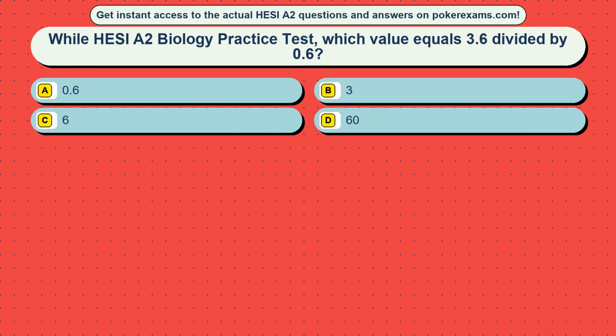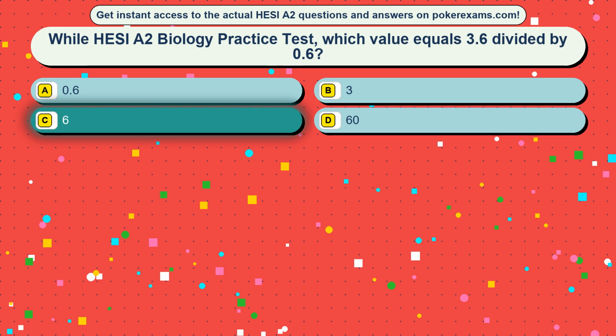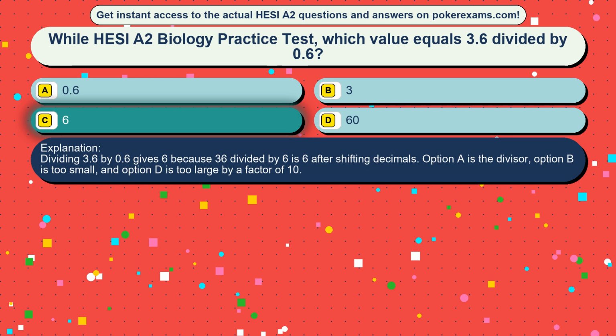Question 17. While HESI A2 Biology practice test, which value equals 3.6 divided by 0.6? Option A 0.6, option B 3, option C 6, option D 60. The correct answer is option C, 6. Dividing 3.6 by 0.6 gives 6 because 36 divided by 6 is 6 after shifting decimals. Option A is the divisor, option B is too small, and option D is too large by a factor of 10.